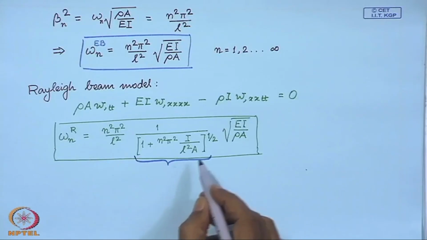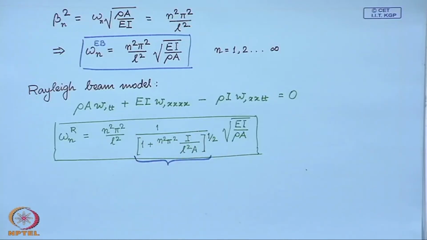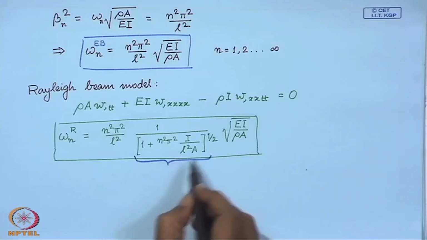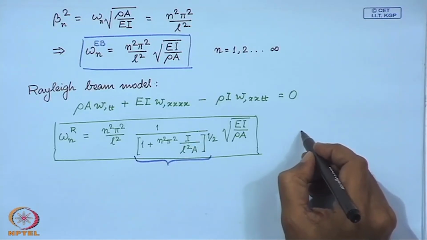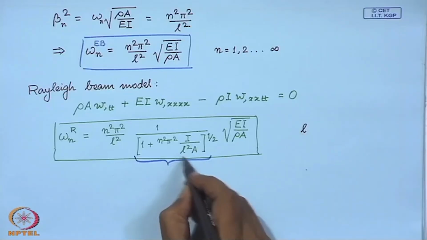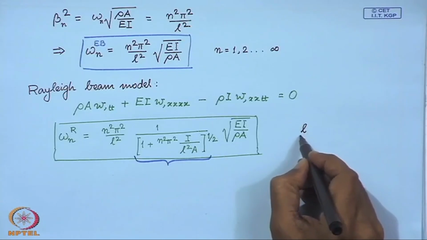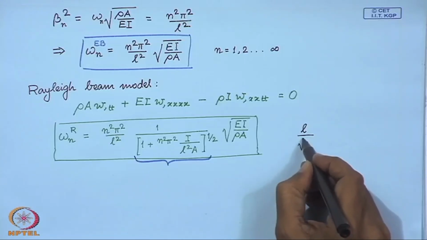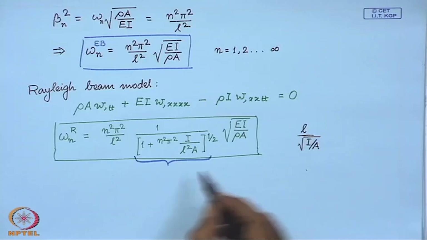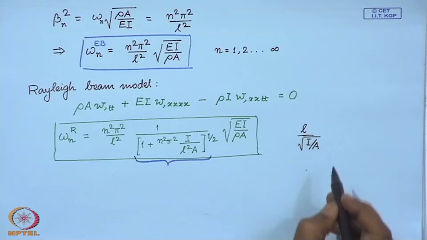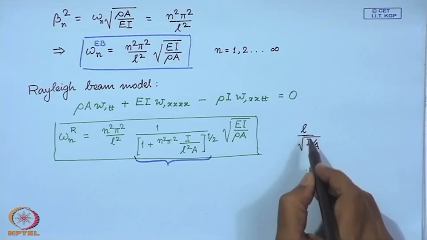So, now let us analyze this. Now, if you define, so we have this factor in the denominator, the square of this factor. Now, what is this factor? So, this is the length of the beam.